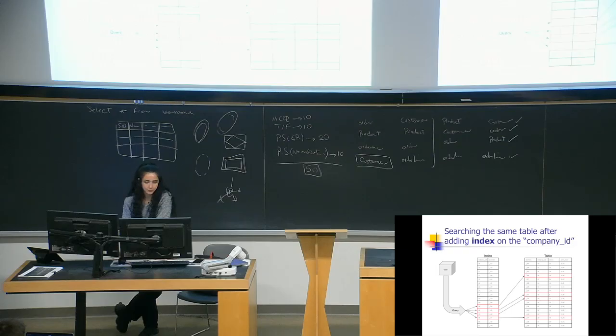And instead of scanning every row in the table, now it uses these pointers from the index table, right? It uses these pointers to directly access the data that you're looking for. Is it clear? How does it speed up the search? Yes? Okay. And then why is it important that it's sorted?